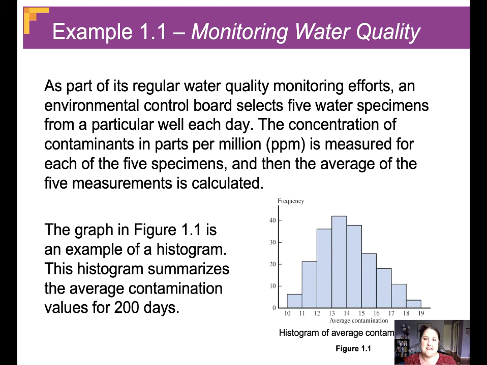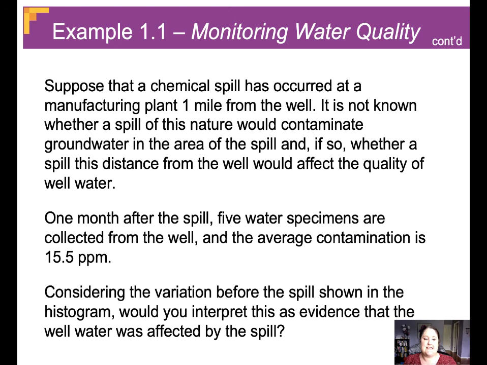But in statistics, we want to consider what would be something that's unusual. So suppose a chemical spill occurred at a manufacturing plant 1 mile away from the well, and we wanted to determine if the spill would contaminate the groundwater in the area. We have these measurements from this well of what should be happening. There's certainly plenty of variation occurring from day to day, but we would be able to determine if this chemical spill made something unusual happen.